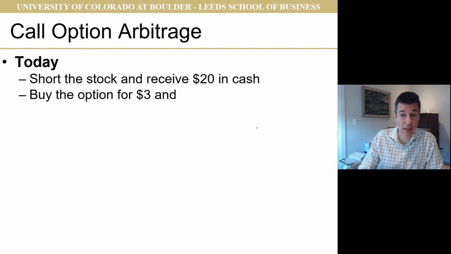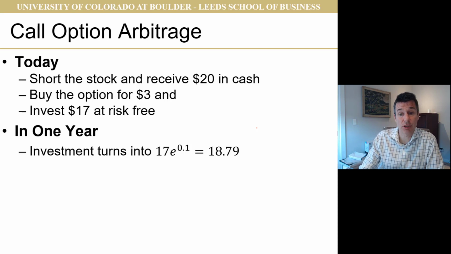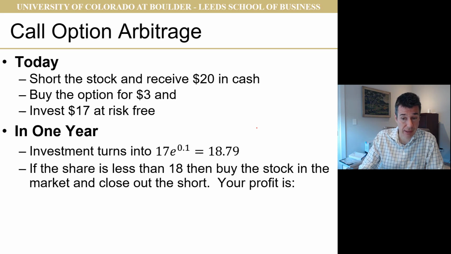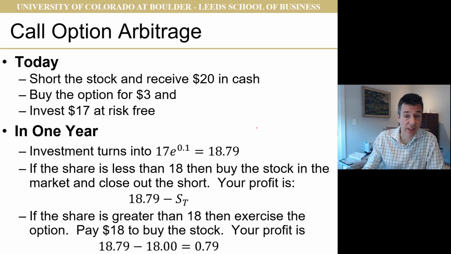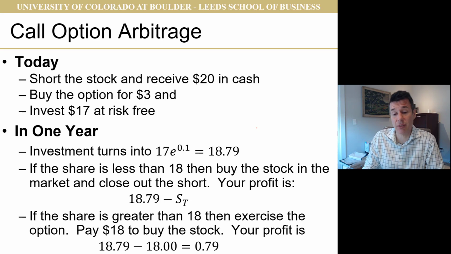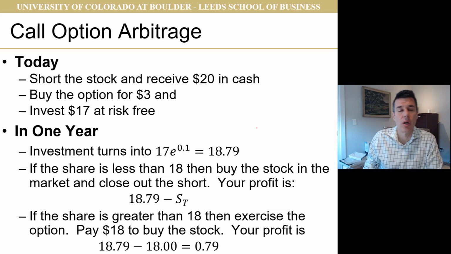Okay, so we short the stock, receive $20 in cash, we buy the option for $3, and we invest $17 at the risk-free rate. In 1 year, the investment turns into $18.79. If the share is less than 18, which was the strike, we buy the stock, we close out the short, and our profit is $18.79 minus the share price. If the share is greater than 18, then we exercise the option. We pay $18 to buy the stock, and our profit is the $18.79 we received from our investment minus $18. So we always make money.